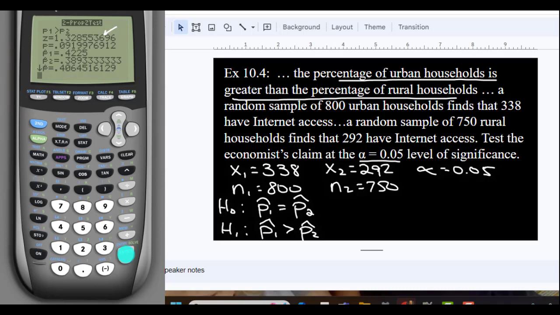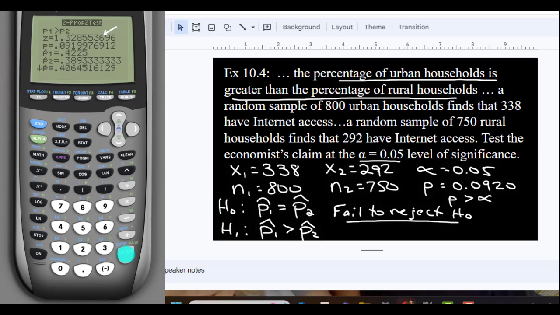But our p-value is 0.0920 if we round that off. And p, in this case, is greater than alpha. And if p is greater than alpha, we fail to reject the null hypothesis. So that means in our context, when we interpret this, here's what it would mean.